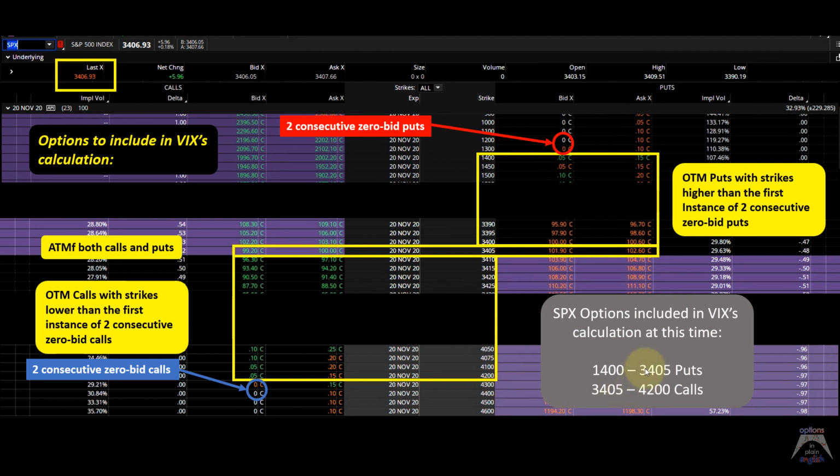Now, once you know which options you're going to be using, you just apply the formula and get the value for that expiration. You get the value for the other expiration, and now you have the value of the VIX, which is being disseminated all the time by the CBOE.